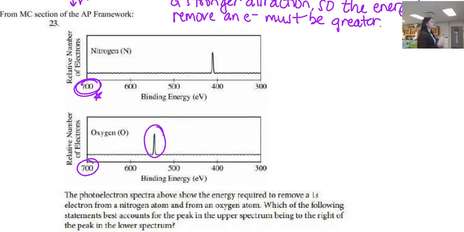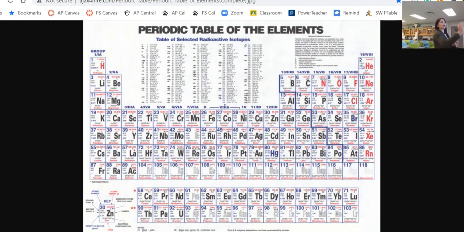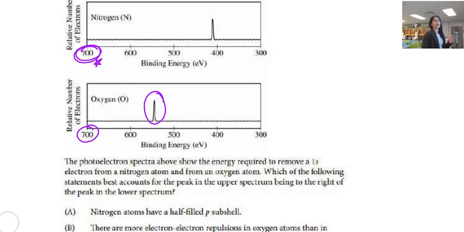And so they're giving me nitrogen and oxygen. By the way, I also wanted to make note of where they are on the periodic table, so we can see that it goes nitrogen and then oxygen is a little bit to the right there. Remember what this means: it must require more energy to remove. It requires more energy to remove this electron from oxygen than it does from nitrogen.